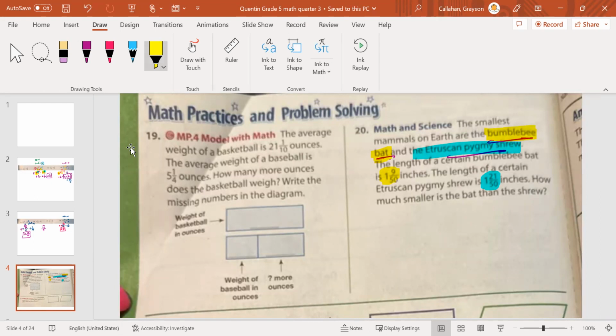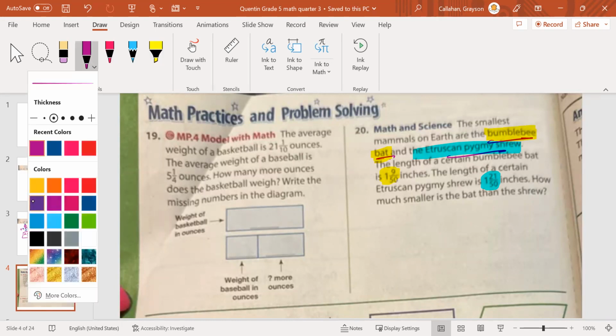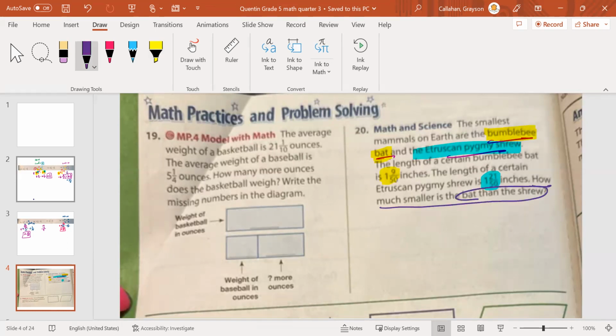So what do you do in this situation? What comes first? Oh, no. Which one comes first? It says, how much smaller is a bat than the shrew? No. Read, how much smaller is the bat than the shrew? So which one's smaller? Is the bat or the shrew? So then bat has to go after. Shrew has to come before.